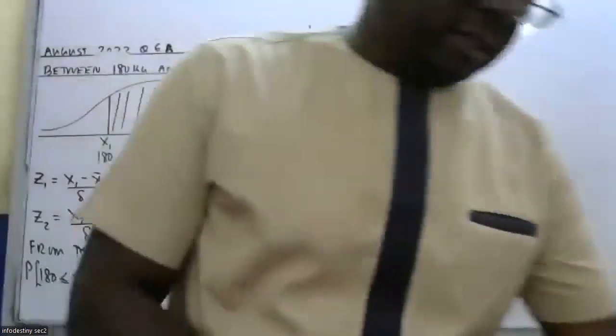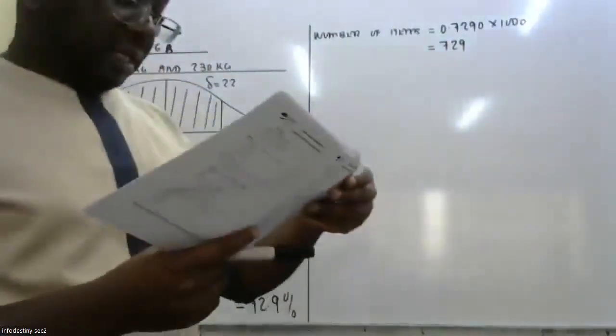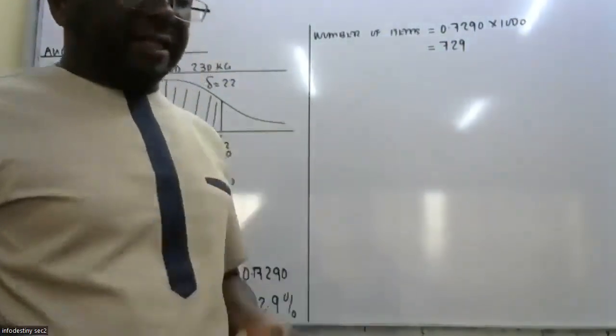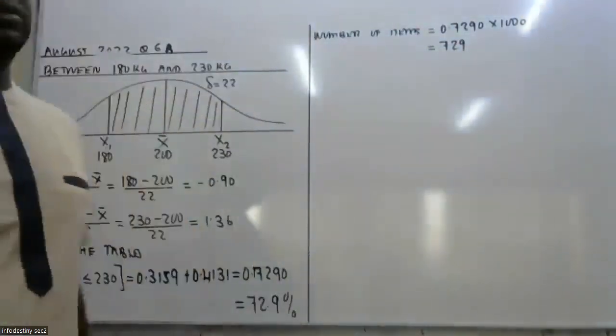Let's go to the next. The next question says, calculate the weight below which 20% of the items fall.